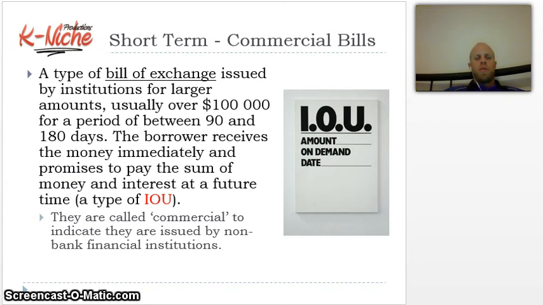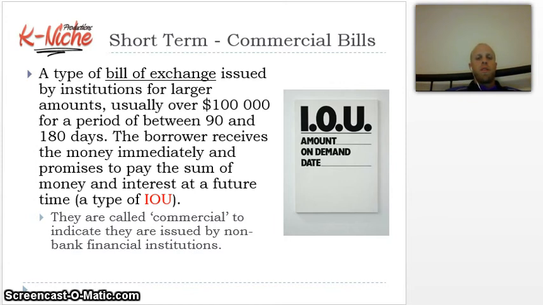So the next form of short-term debt that businesses use is called commercial bills. Now, this is a type of bill of exchange. The important thing that you have to look at here is that these forms of debt are not issued by a bank. They are issued by institutions. That's why they're called commercial, because once again, they're issued by individual financial institutions. You've got to remember that these financial institutions are out to make a profit, because that is their business. Hence, they are going to be adding on their own interest onto that.